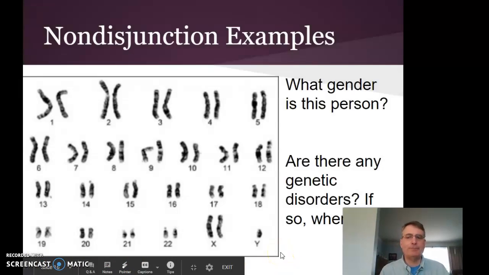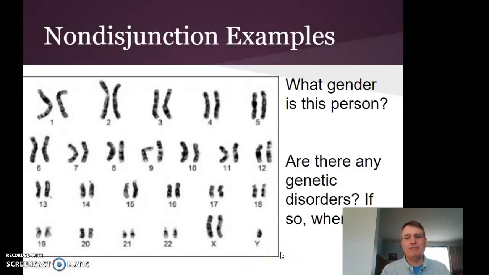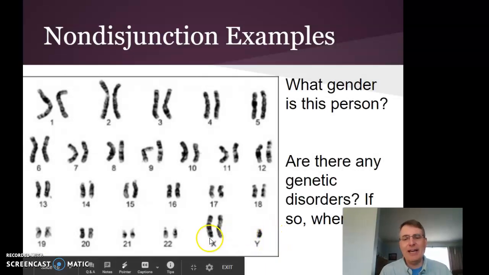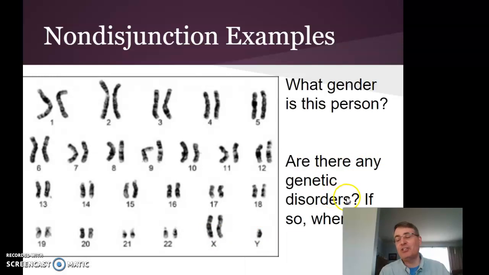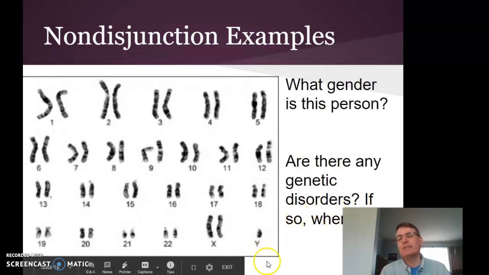Another example, what's the gender of the person? Well, we've got an X and we got a Y. Next question says, are there any genetic disorders? If so, where? Well, we got a Y, and clearly there's only supposed to be one X if you got a Y. So this is a male because they are Y, even though they got 2 X's. If you have a Y, you will always be male. That's what goes on there.